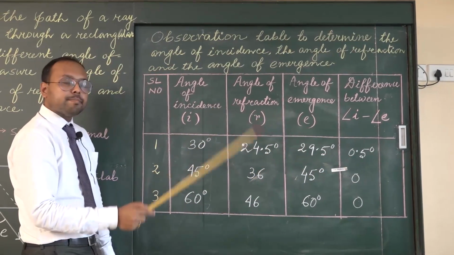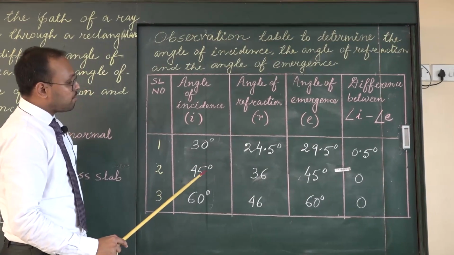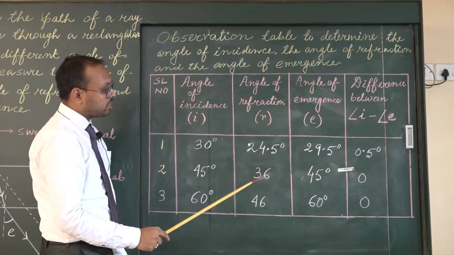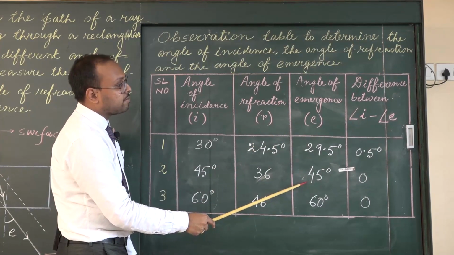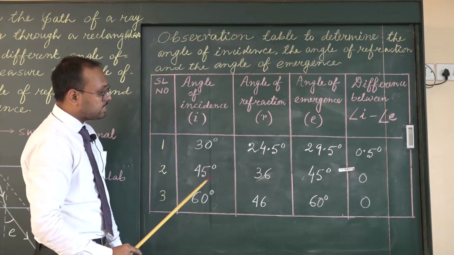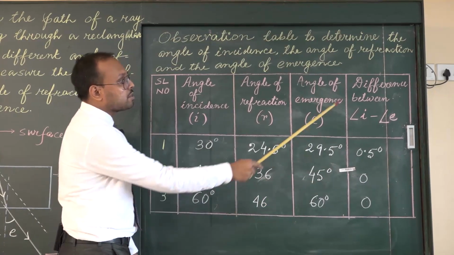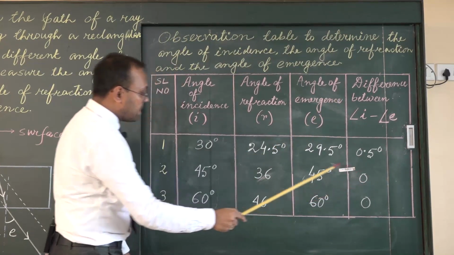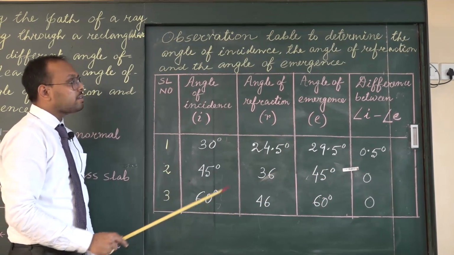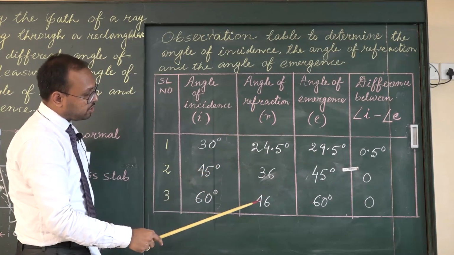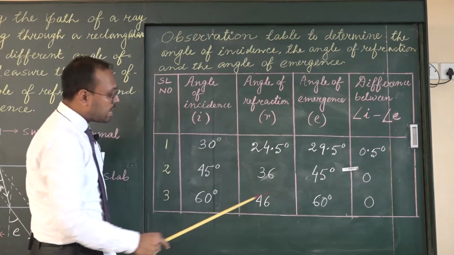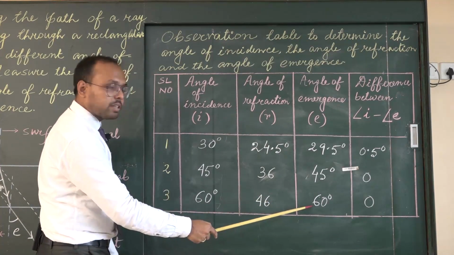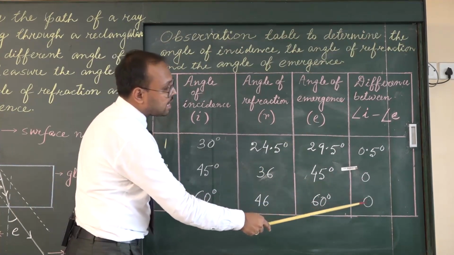Now, we have repeated the same process for 45 degrees. For 45 degrees, we are getting the angle of refraction to be 36 degrees, and the corresponding angle of emergence is 45 degrees. So, the angle of incidence and angle of emergence are exactly the same. So, the difference is 0 degrees. The last one we have taken for 60 degrees. For 60 degrees, we are getting the angle of refraction to be 46 degrees, and the angle of emergence is again 60 degrees. See here also, 60 degrees and 60 degrees are exactly the same. So, the difference is 0 degrees.